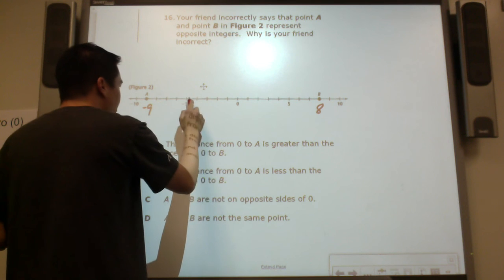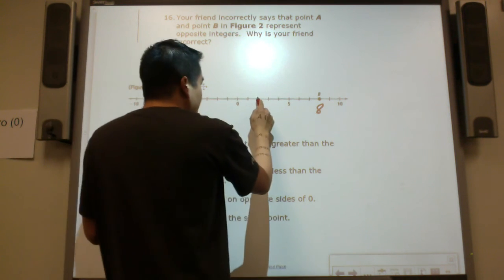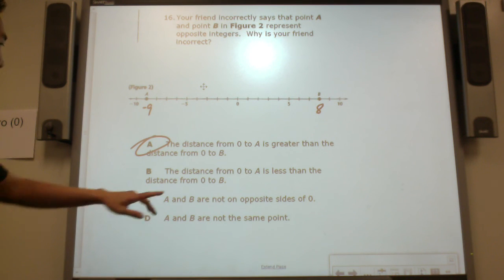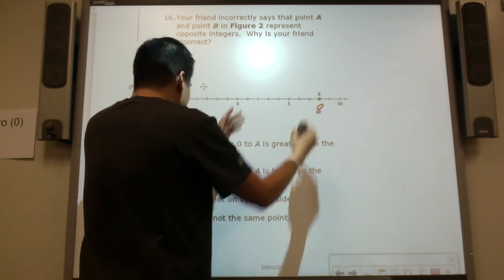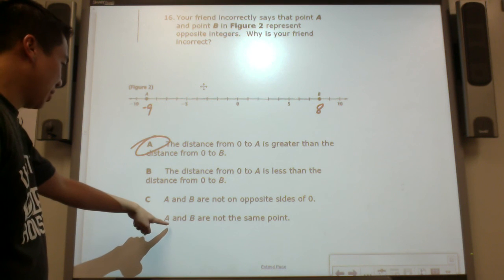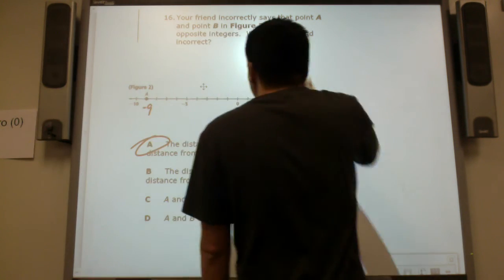Let's see, from 0 to A: 1, 2, 3, 4, 5, 6, 7, 8, 9. 9 units. And from 0 to B: 1, 2, 3, 4, 8 units. The distance from 0 to A is less than... No, it's farther. This distance is longer than that distance. A and B are not opposite. A and B are not the same point. So which one makes sense right here?